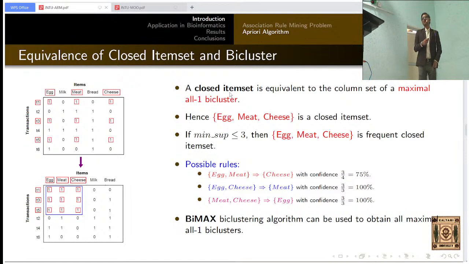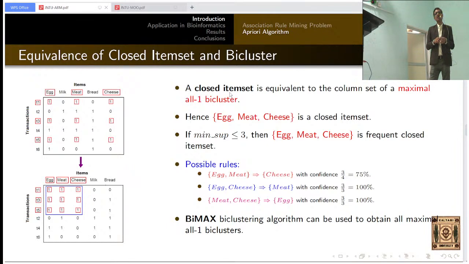Can you tell me whether bread implies milk and milk implies bread are two same rules? Same rules in the sense, will they have the same confidence and support? Bread implies milk and milk implies bread. What about the support value? Will they have the same support? Bread implies milk has the support of bread milk. Milk implies bread has the support of milk bread or bread milk. So they have the same support.